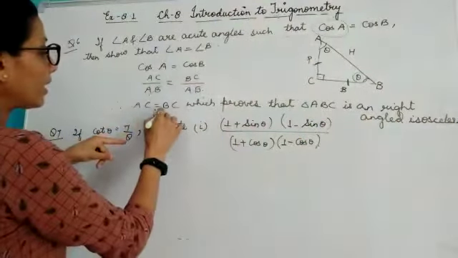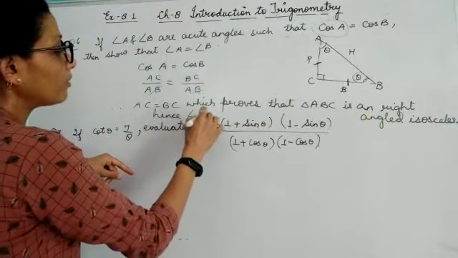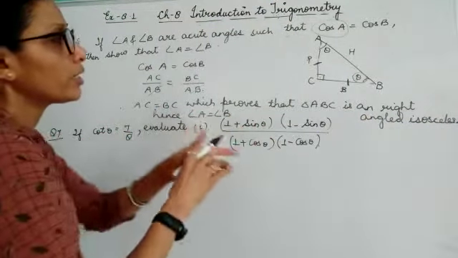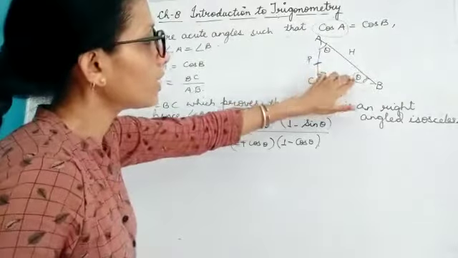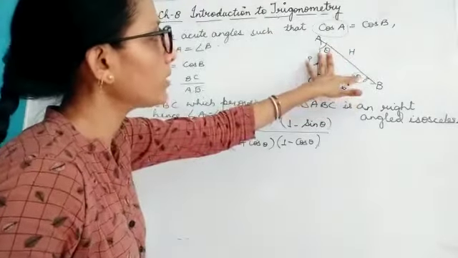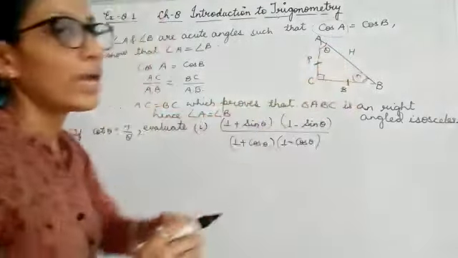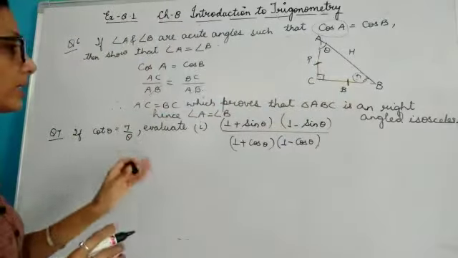Hence angle A will be equal to angle B. Now if these two sides are equal, these two angles will also be equal. That means angle A equal to angle B. Hence true. Let's see the next question, children.